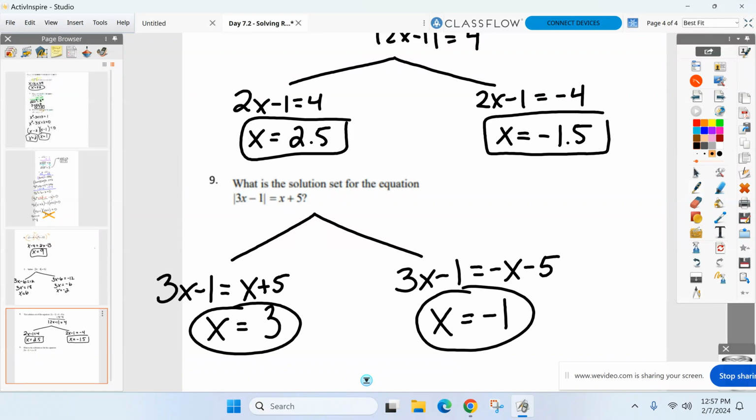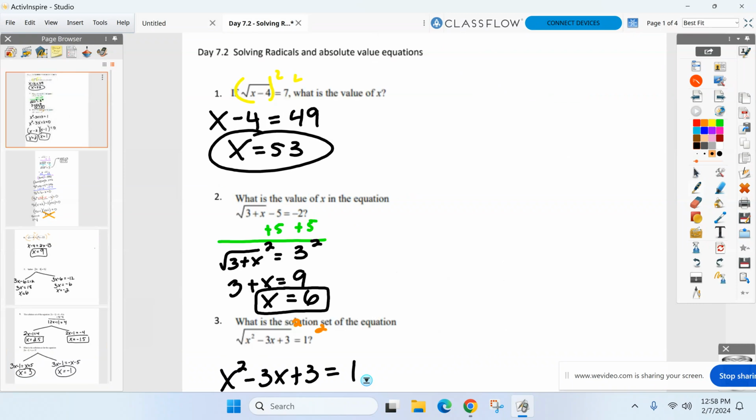Real quick, this may happen tomorrow, probably will, and it didn't happen for us today. Let's say you only get one answer, but you go to NumWorks and it says no solution. You can have no solution as an answer. So if you reject the one and there's no other solutions, you write no solution. That is possible.